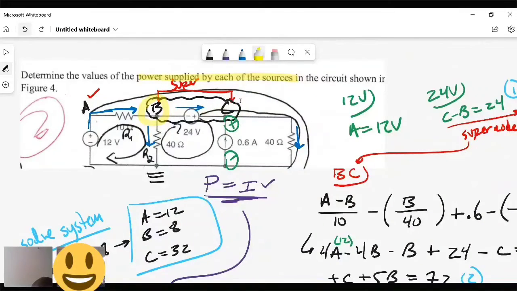I'm sorry, ask the question one more time. I think the Wi-Fi was going out. That's fine. We're looking at the current passing through the source, right? Mm-hmm. Are we going to use B, C, or both of them to find that current?